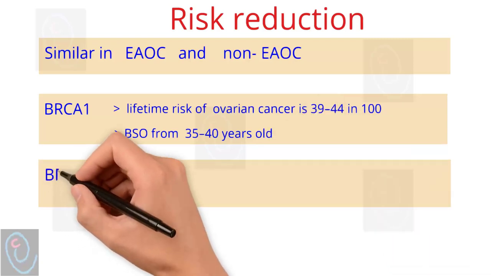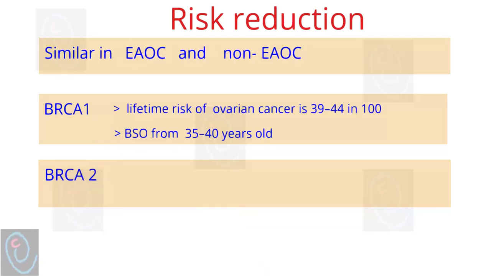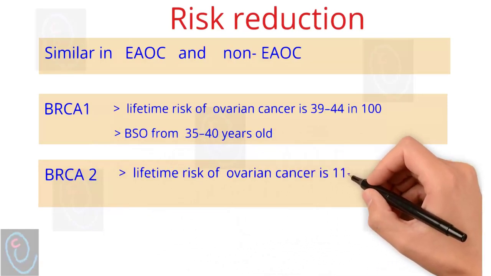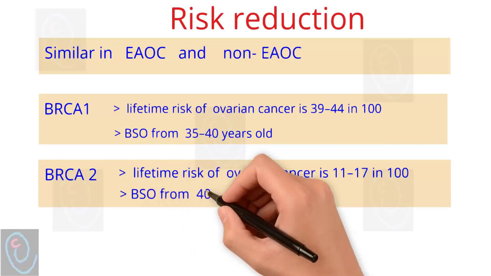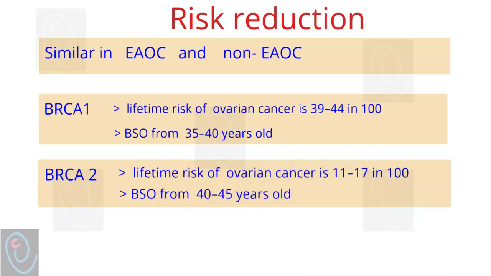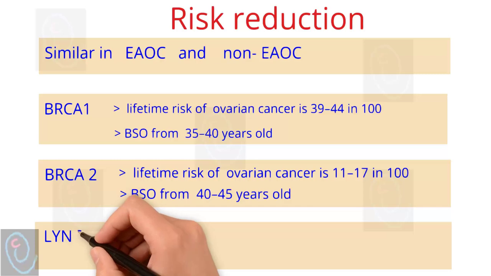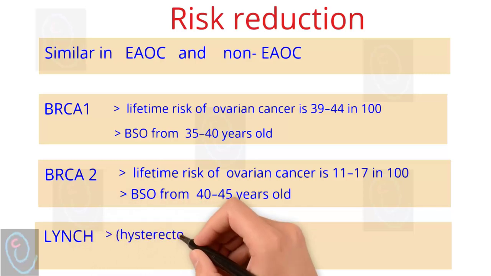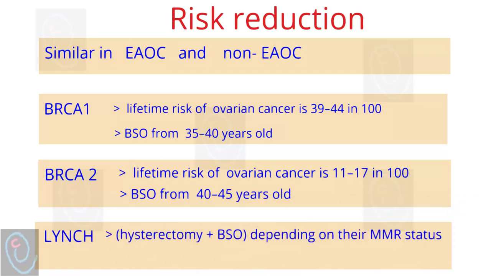BRCA2 is associated with 17% risk. بيبقى time of bilateral salpingo-oophorectomy 40 to 45 years. Lynch syndrome مع bilateral salpingo-oophorectomy ممكن نضيف معاها hysterectomy and can be performed as young as 35 years.